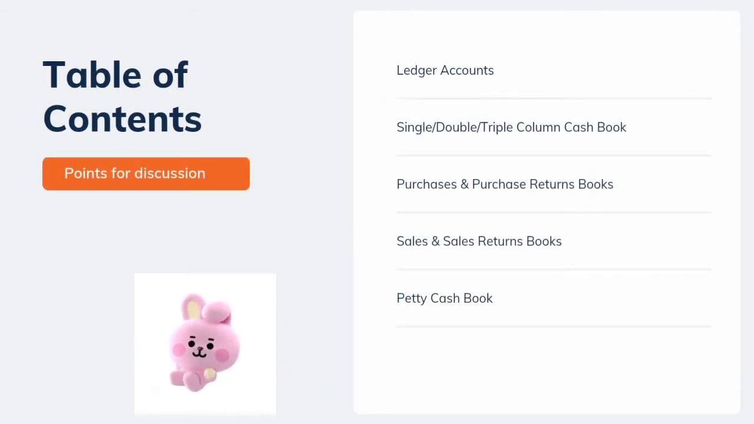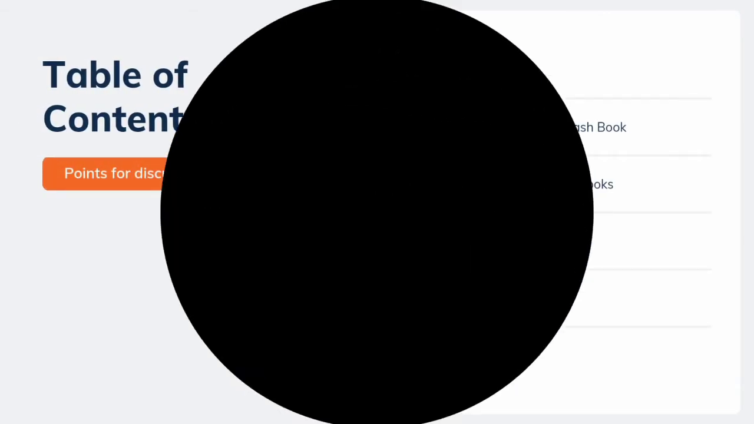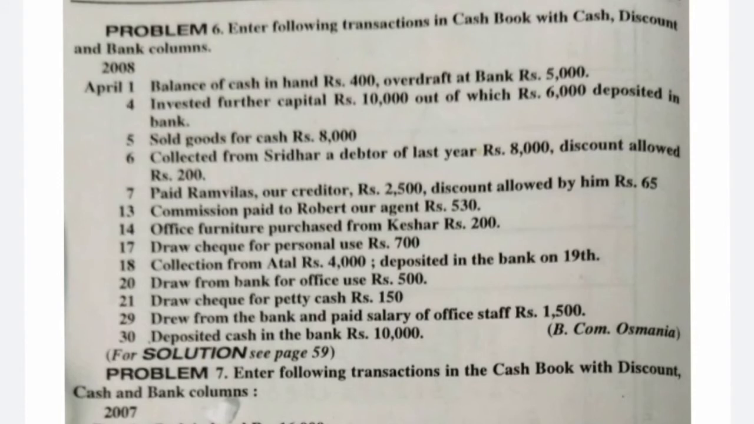So today let us start with problem number 6 in the subsidiary books. Yesterday we have completed till problem number 5. So let's continue with problem number 6 today. So in your textbooks, problem number 6, page number 58, enter the following transactions in cash book with cash, discount and bank columns. So it means they are asking for a 3-column cash book.